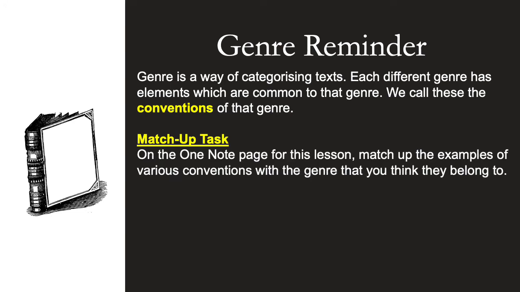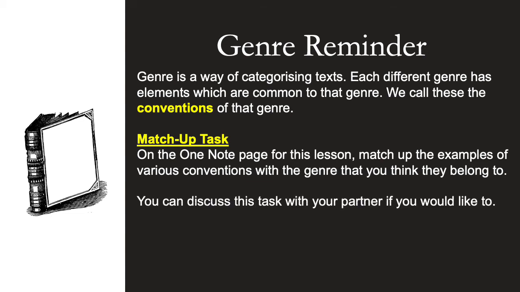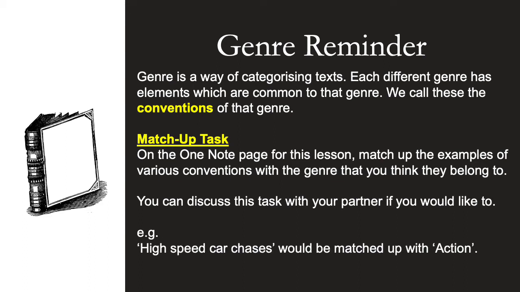So we're going to start by doing a little matching up task. You're going to see on the OneNote lots of examples of various genre conventions, and you're going to match them up to the genre that you think they belong to. You can talk to a partner about this if you like, but everybody needs to make sure that they're doing it. And just to give you an example, what I mean is that if you saw something like high-speed car chases, you're going to match that up with action, because high-speed car chases are something that we see really commonly in the action genre. Okay, so pause the video, do that just now.